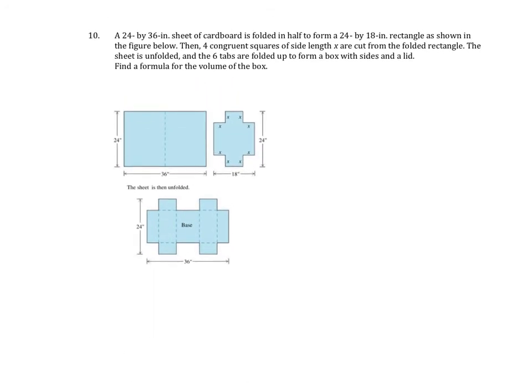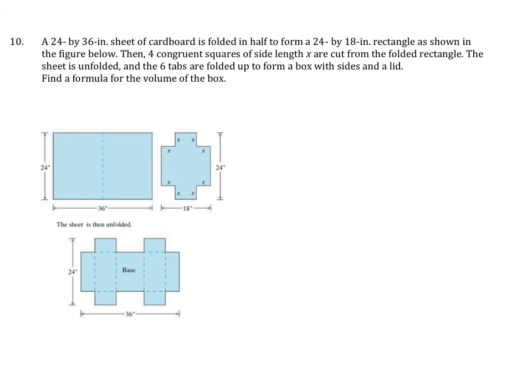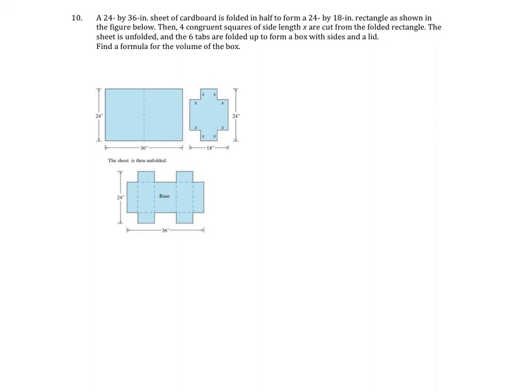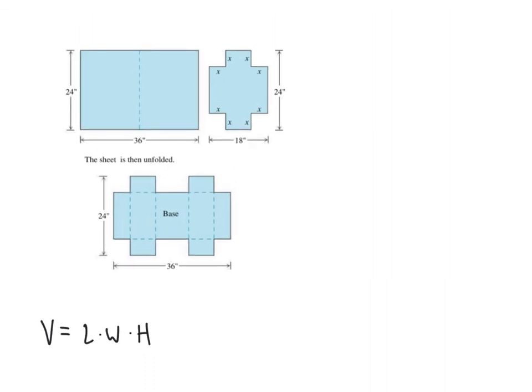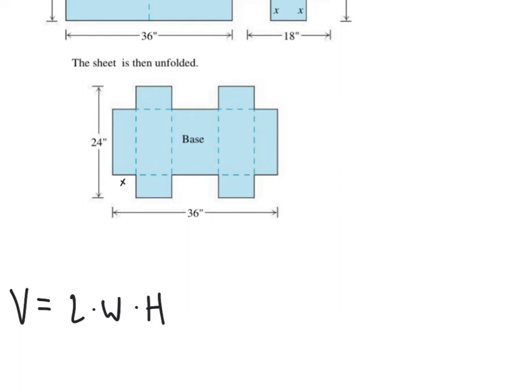Okay, this is one we did in class. I'll go through this quickly. Ultimately, it says find a formula for the volume of the box. So volume of a box in general is length times width times height. If we look down here, this is x, and then halfway that's x and that's x, and that's x like that. And then up here, that distance will be x, and this distance will be x also.